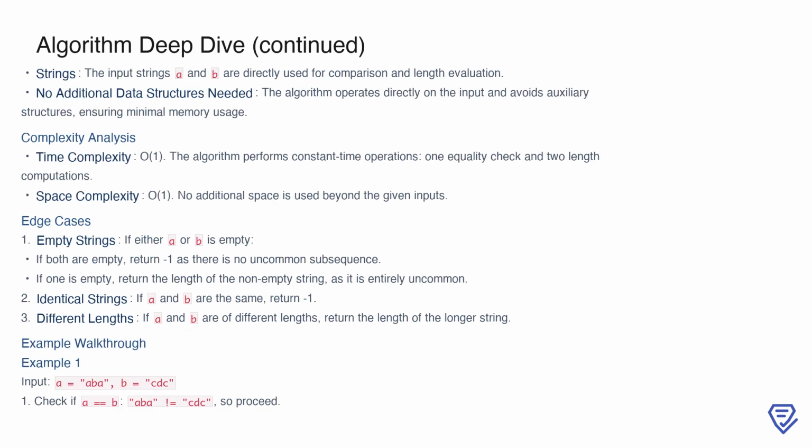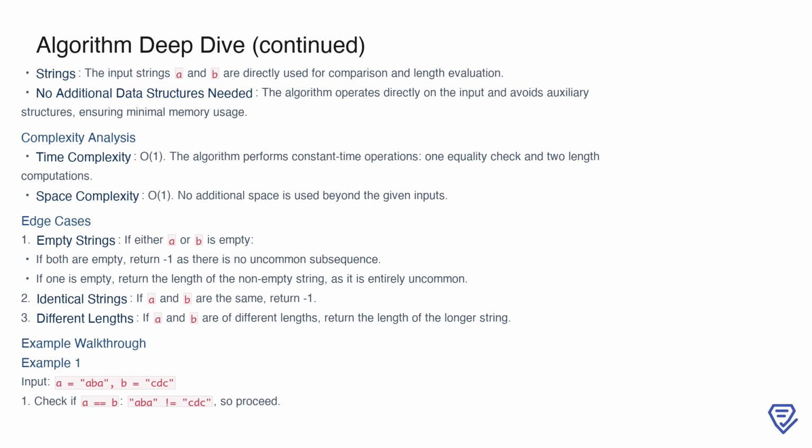The efficiency of this algorithm comes from its simplicity. Since the solution operates directly on the input strings, no additional data structures are needed. The strings themselves are used for comparison and length evaluation, minimizing memory usage. In terms of complexity, the time complexity is O(1), as we are performing basic operations like string comparison and length calculation, which are constant time. The space complexity is also O(1), because no extra space is allocated beyond the input strings.